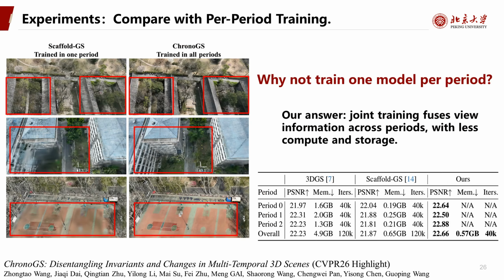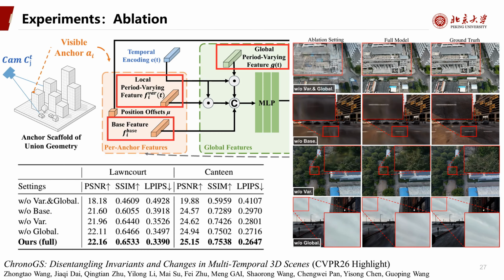Coming back to, why not train one model per period? Our results confirm that joint training fuses cross-period view information into better quality, while also being more efficient in both compute and storage. Our ablation study confirms each design choice contributes meaningfully. Removing the temporal modulation or the opacity gating noticeably degrades the reconstruction, validating our design.